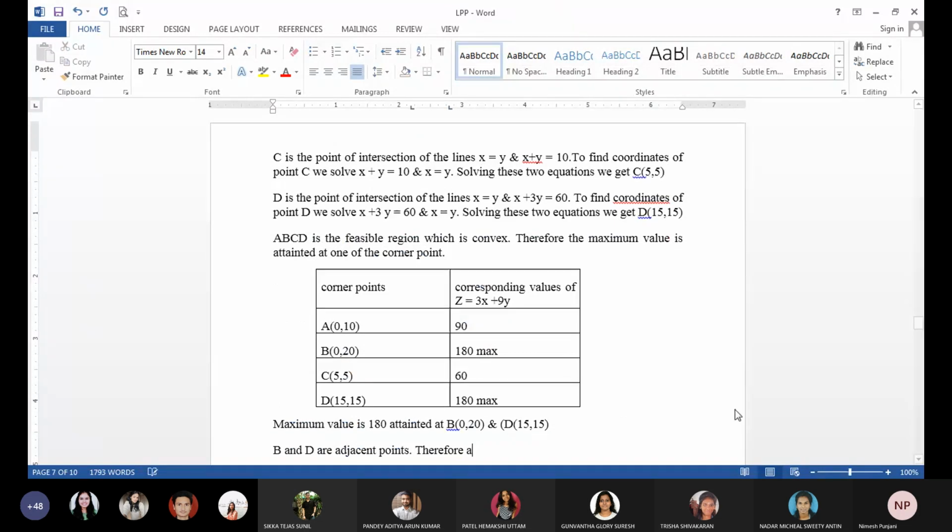So what happens? All the points between B and D, all the points between B and D, that means all the points on the line segment BD, will give us the maximum value.